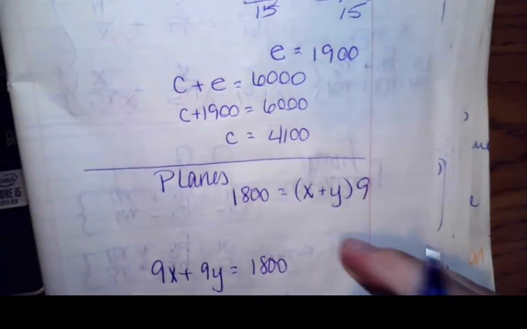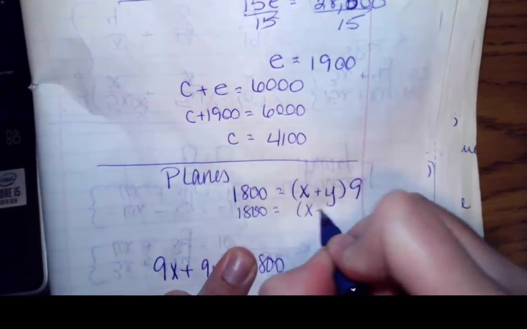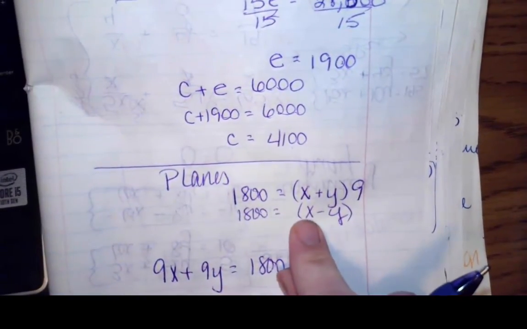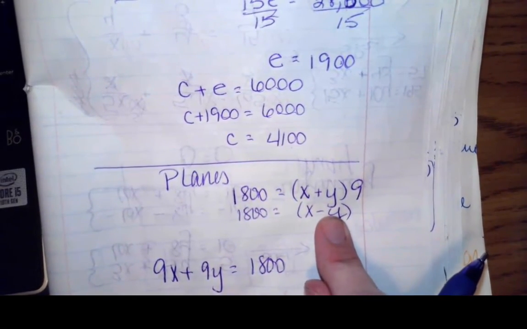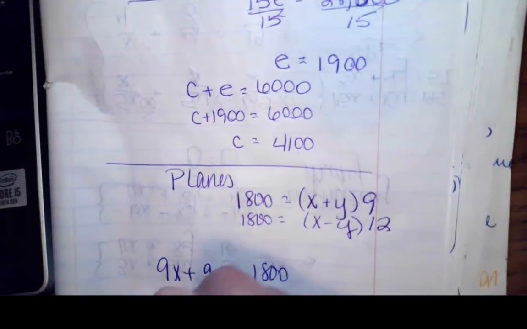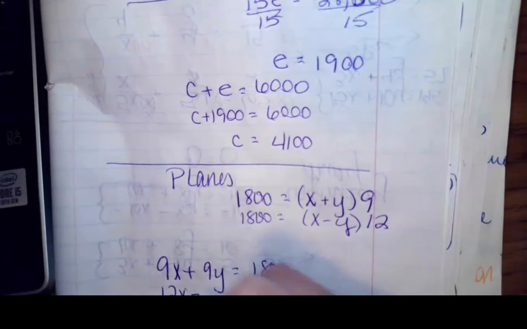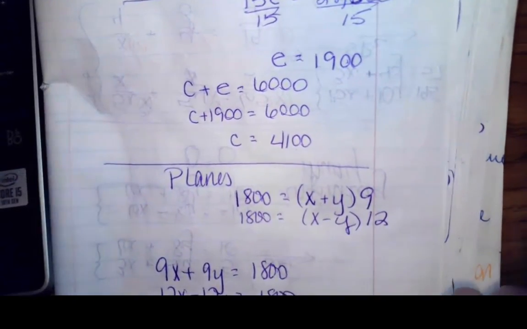With the other wind, it's going 1,800 at x minus y. So it's the speed of the plane, and the speed of the wind is hindering it, and that takes 12 hours. So that is going to be 12x minus 12y is 1,800.